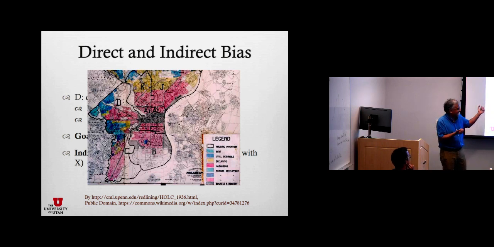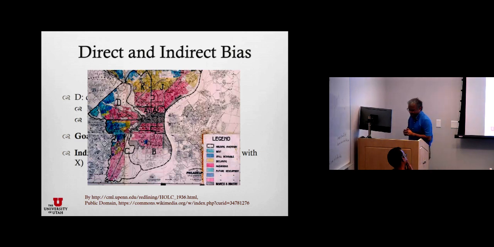And that's where the term redlining comes from. And that was what was declared eventually illegal. So this is an example of indirect discrimination. This is, of course, the harder form.